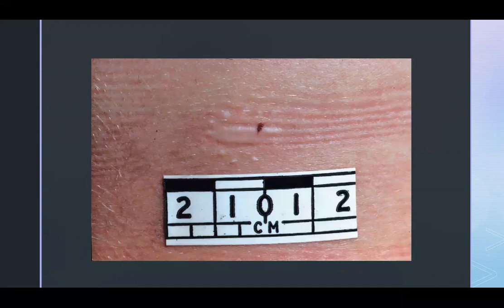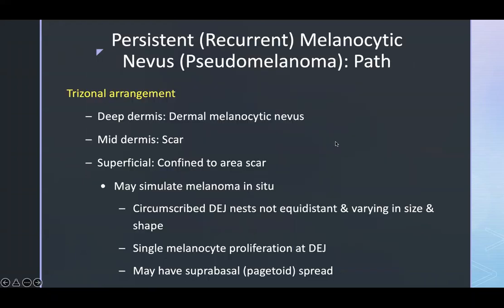Here's an example of a scar from a previous procedure, and you can see the melanocytic proliferation coming back within the scar. So for persistent or recurrent melanocytic nevi or pseudomelanoma, again, it's called pseudomelanoma because on path, you have some areas that may look worrisome.